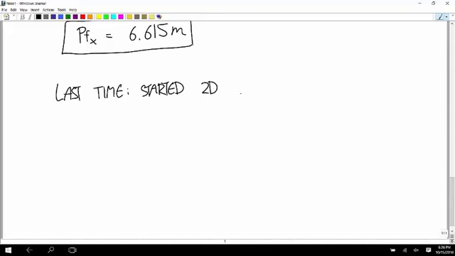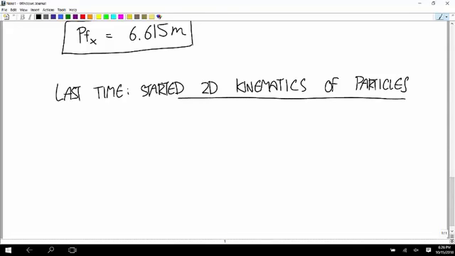So we started two-dimensional kinematics of a particle. So we're still not dealing with rotations or objects with length dimensions. And we defined mass, and I said that we're going to think of mass as just a resistance to accelerations.